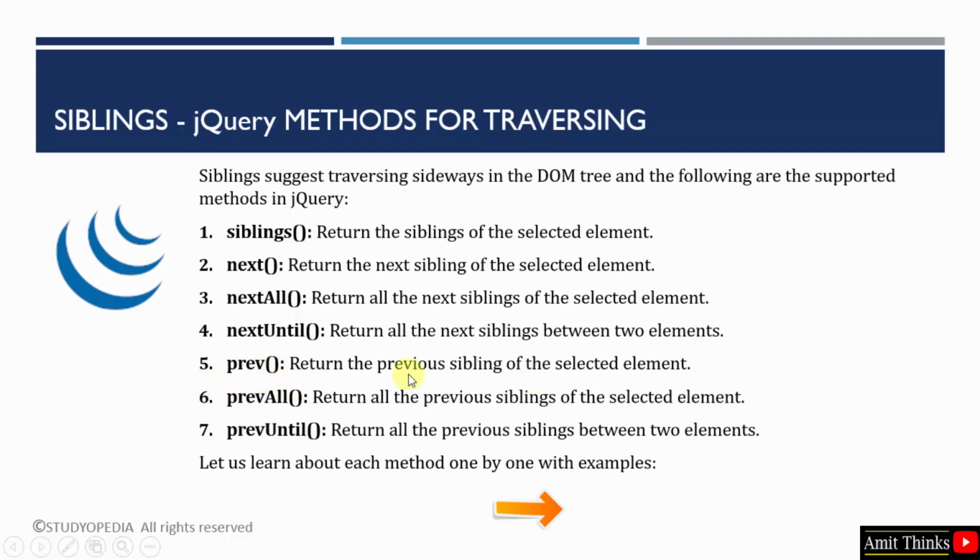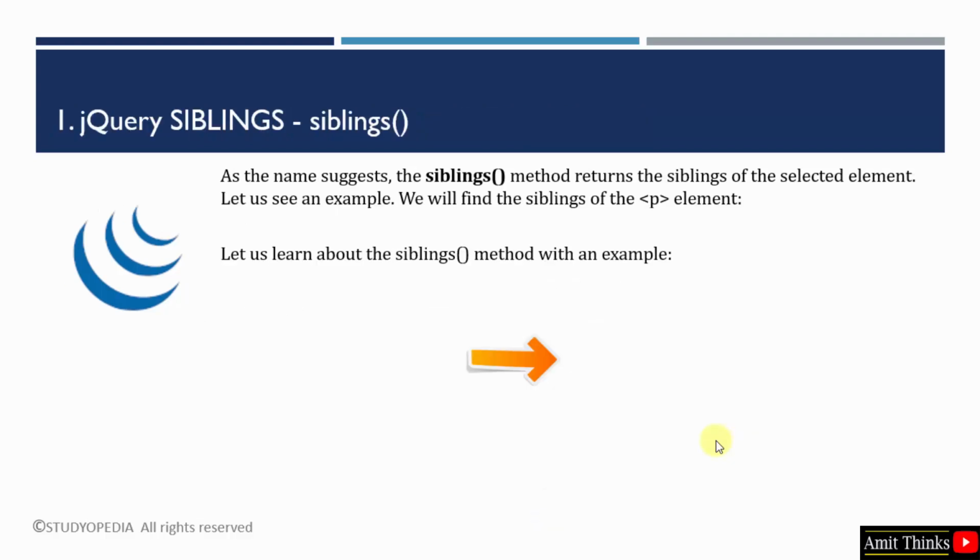That means the previous sibling using the prev method, all the previous siblings of the selected element using the prevAll, and use the prevUntil to return all the previous siblings between two elements. Now we will understand them one by one. We will start with the siblings method. As the name suggests, the siblings method is used to return the siblings of the selected elements. So we will now work around the siblings method. Let's see.